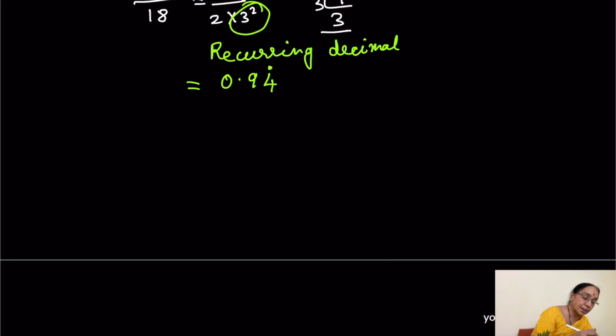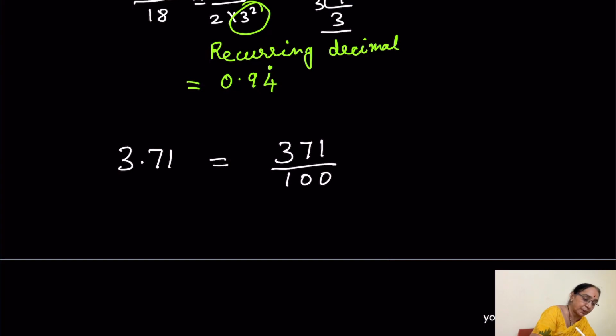Now let us see the other way around. How is a decimal converted into a fraction? Say 3.71. So 3.71 is a decimal. I want to convert this into a fraction. 371 divided by 100. That's all.